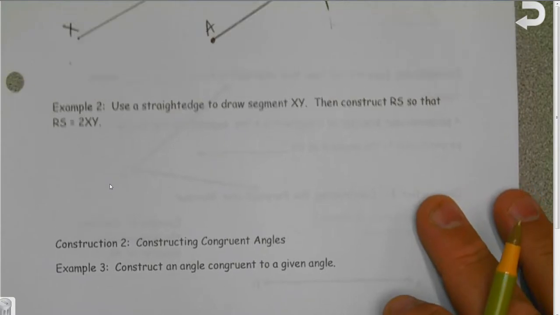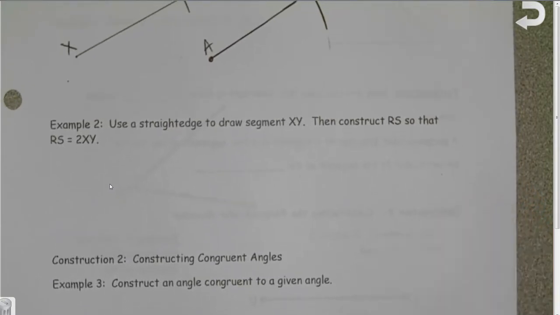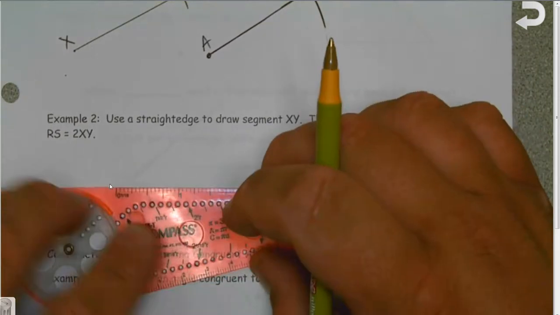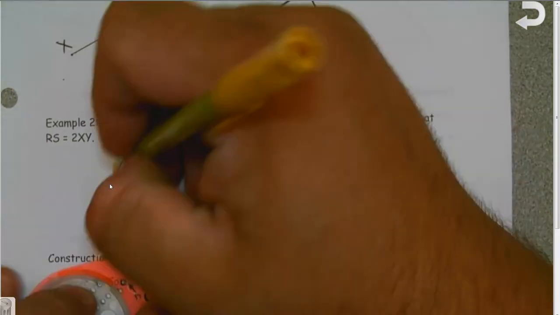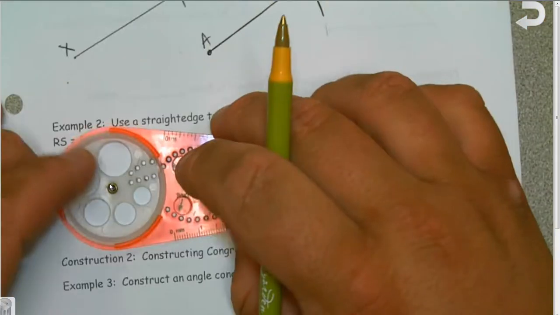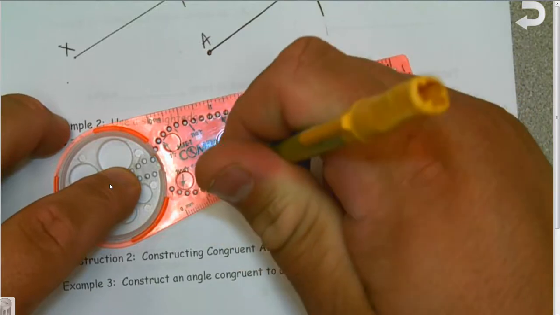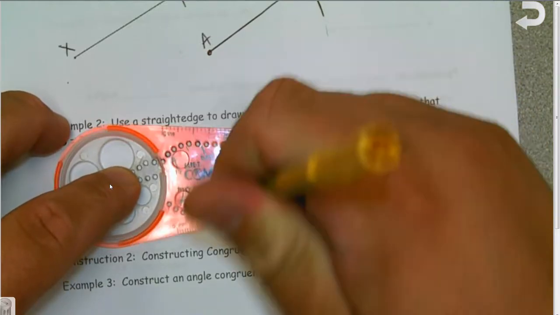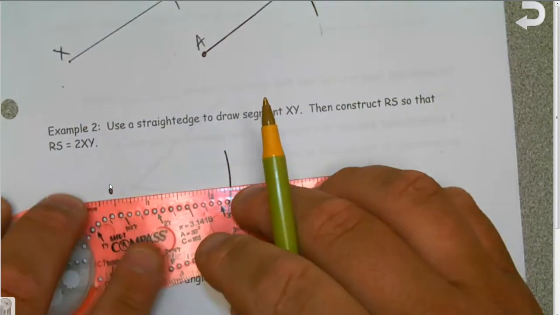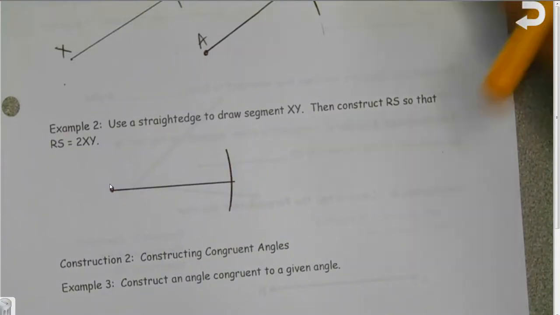Example 2, we've already drawn XY, so we want to construct RS so that RS is equal to 2XY. So essentially what I'm going to do here is put a point. And since I know that this was my point for XY, I'm going to go ahead and make an arc. I'm going to connect. And so now I've recreated XY.